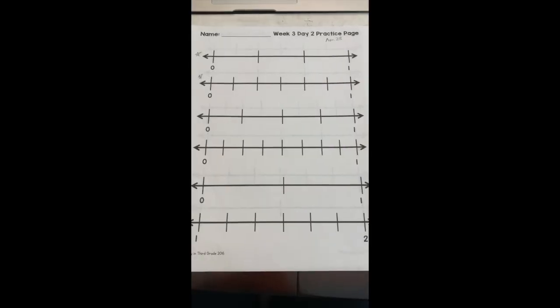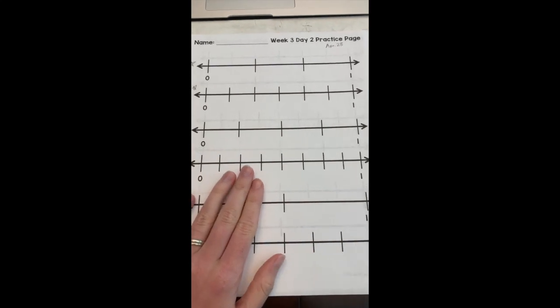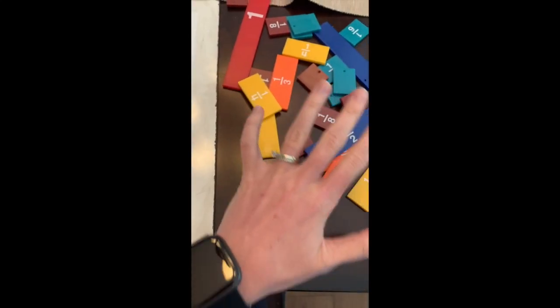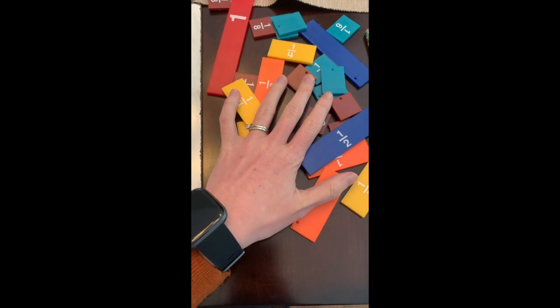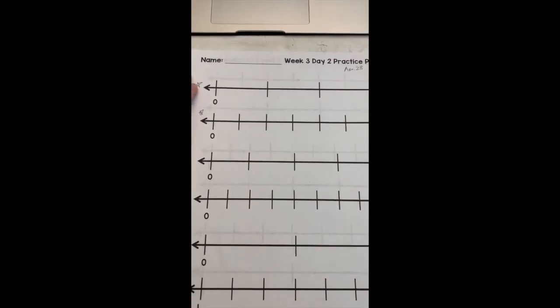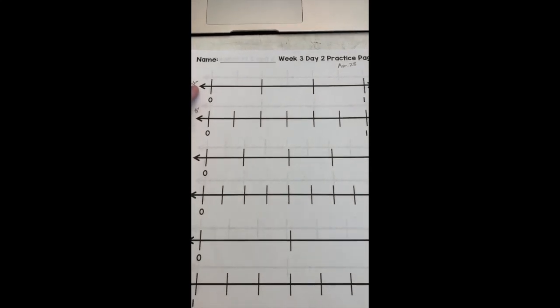All right, folks, let's do this. Take a look, we've got our page with our number lines on it. I have my bar fraction pieces and I've got my pencil, so I'm all ready to go. All right, take a look at this first one with me. When we are looking at fractions on a number line, the first thing we have to do is figure out how many pieces this number line is broken up into.